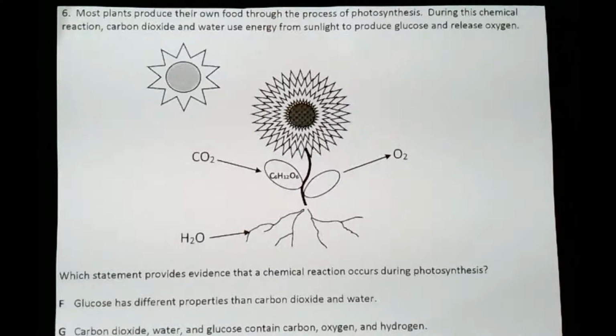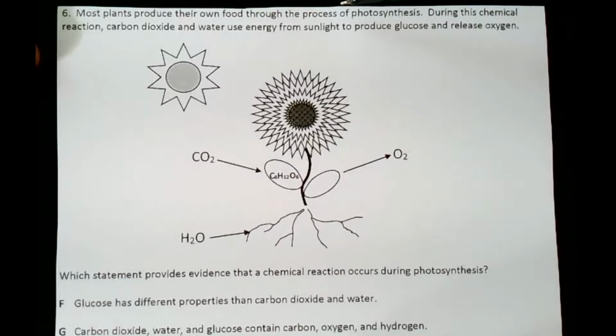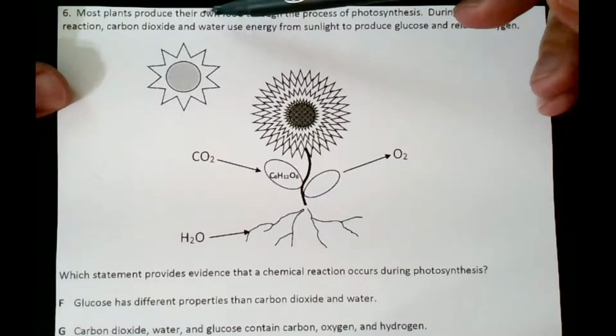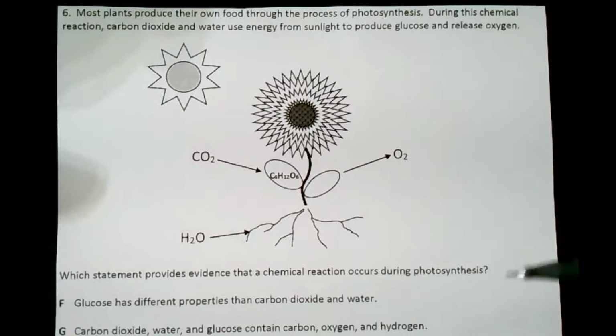Next one. Okay. Most plants produce their own food through a process of photosynthesis. During this chemical reaction, carbon dioxide and water use energy from sunlight to produce glucose and release oxygen. Which statement provides evidence that a chemical reaction occurs during photosynthesis? So you're going to see a question pop up on the screen. Tell me what part of this tells us what question is being asked here that you would mark when given an assessment. What would you mark and underline?